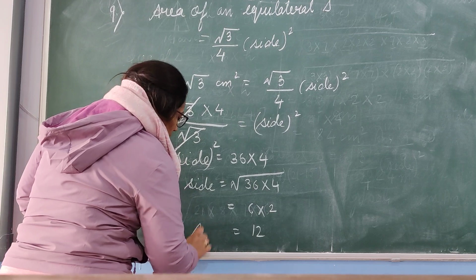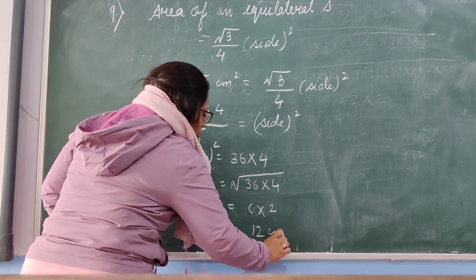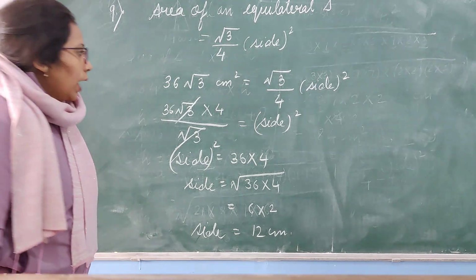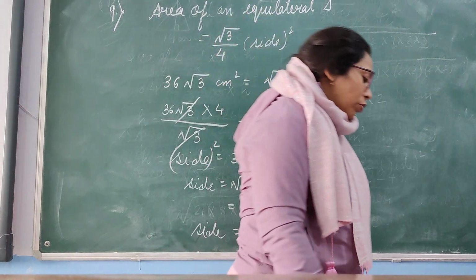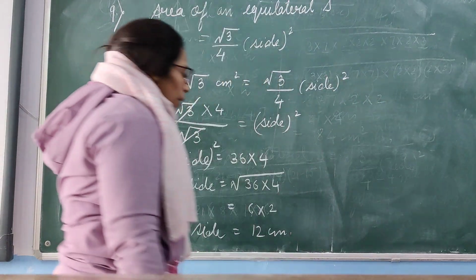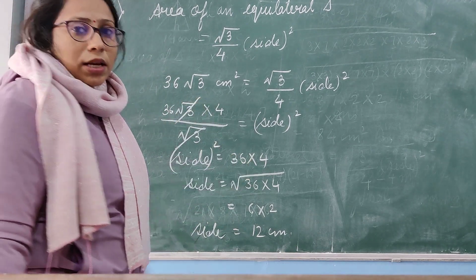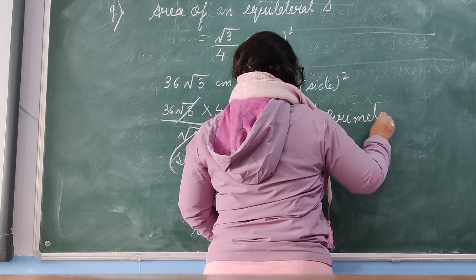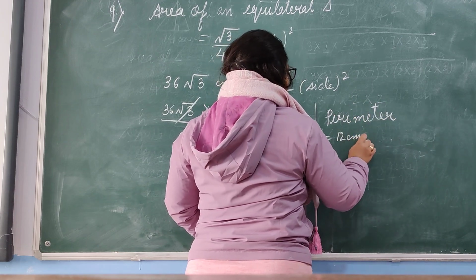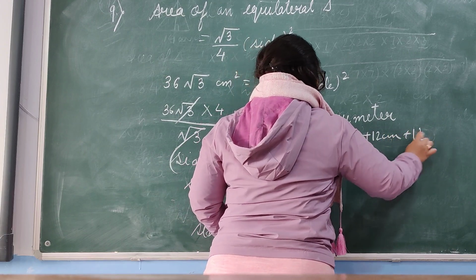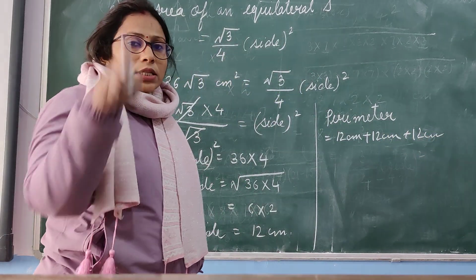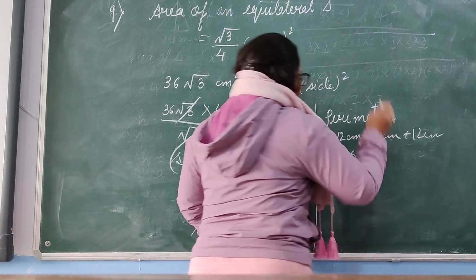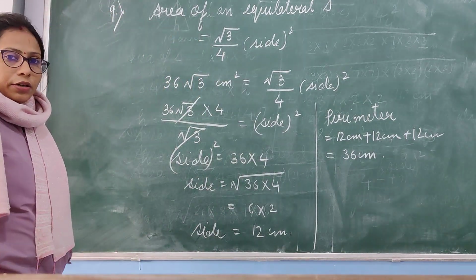So what is the length of the side of the equilateral triangle? It's 12 centimeter. I hope the question is clear to all of you. And then the next part of the question is, we have to find out the perimeter. So perimeter of an equilateral triangle, since all the sides are equal, so what will be the perimeter of an equilateral triangle? Perimeter, you can write it as 12 centimeter plus 12 centimeter plus 12 centimeter. Or you can write, since all the sides are equal, 12 into 3 directly. So this is 36 centimeter is the perimeter of the equilateral triangle.